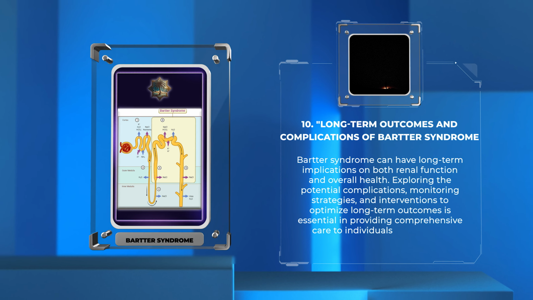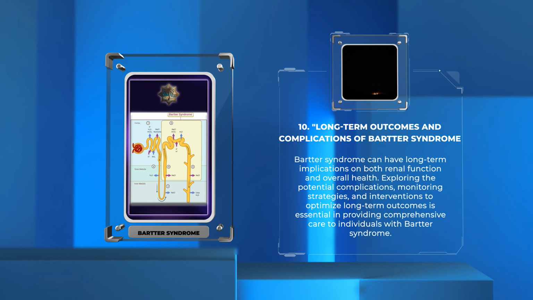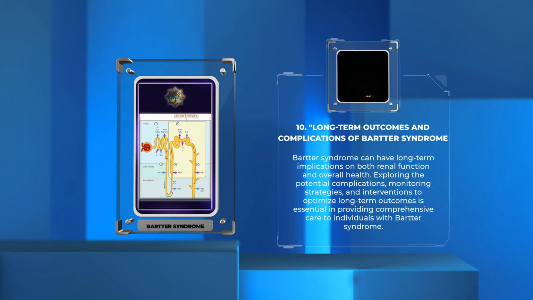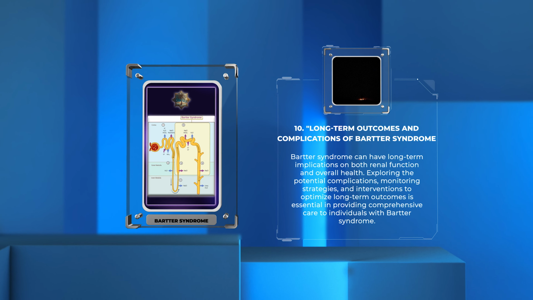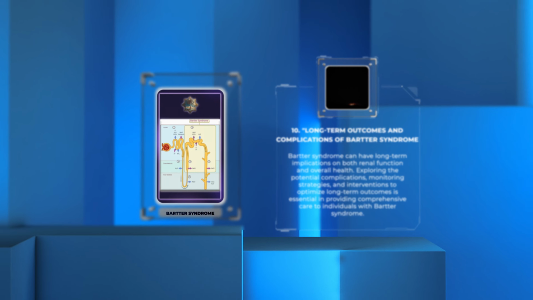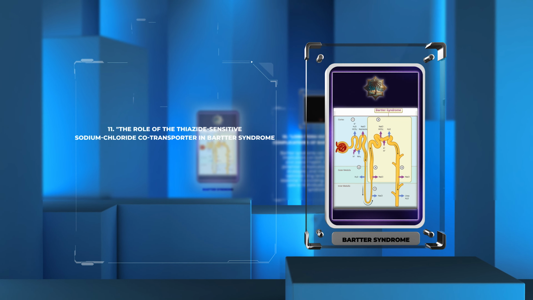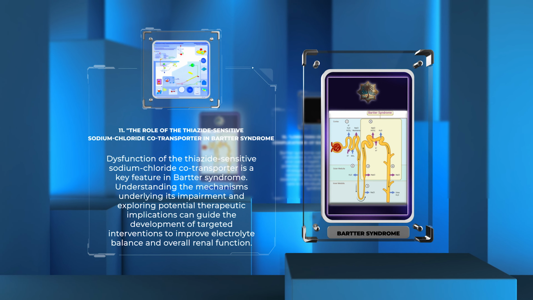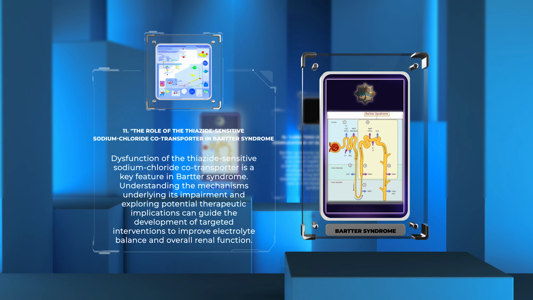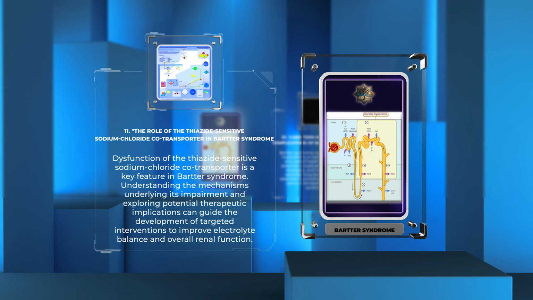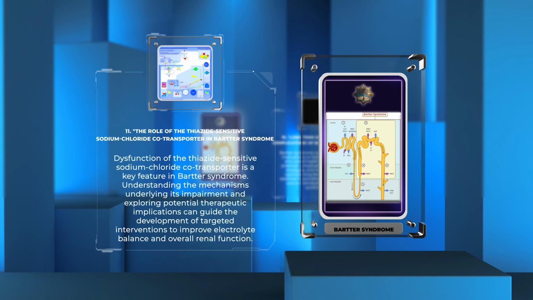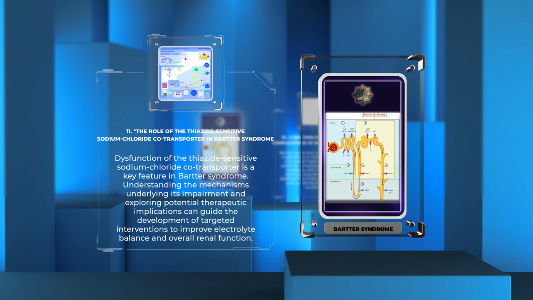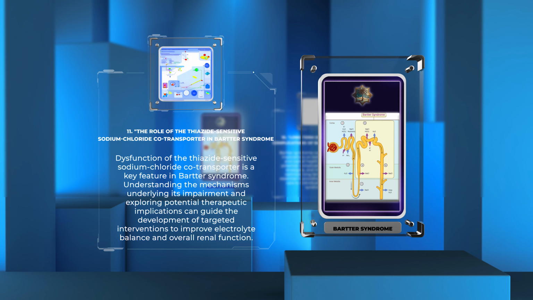Exploring the potential complications, monitoring strategies, and interventions to optimize long-term outcomes is essential in providing comprehensive care to individuals with Bartter syndrome. Dysfunction of the thiazide-sensitive sodium chloride cotransporter is a key feature in Bartter syndrome. Understanding the mechanisms underlying its impairment and exploring potential therapeutic implications can guide the development of targeted interventions to improve electrolyte balance and overall renal function.